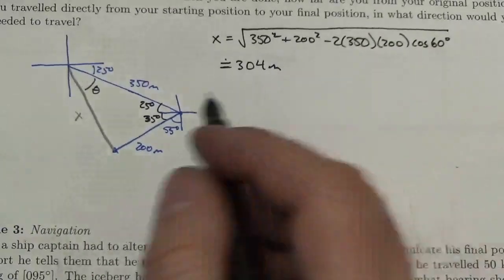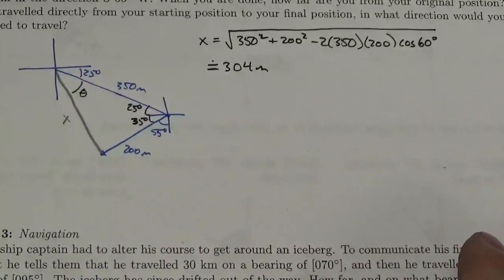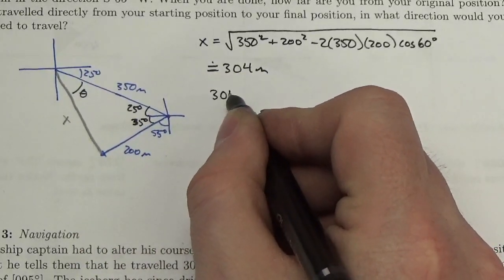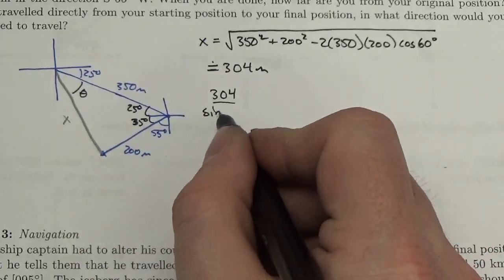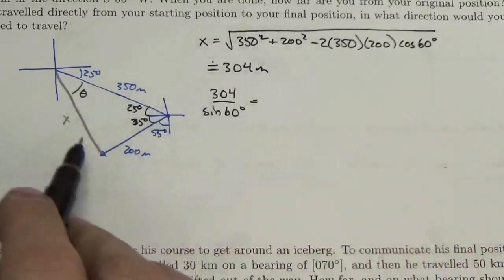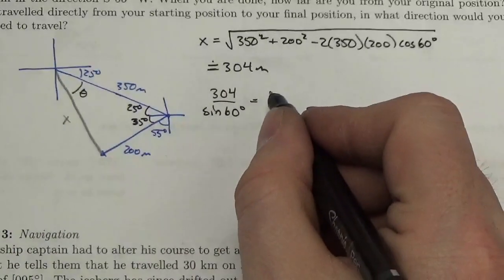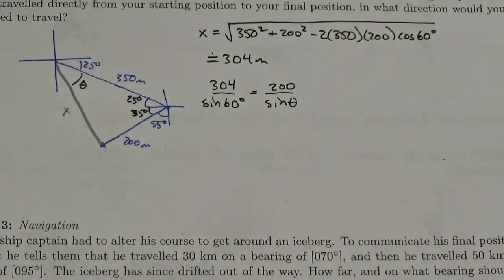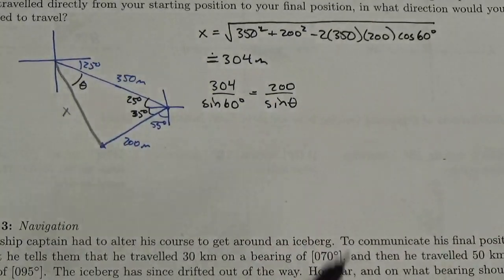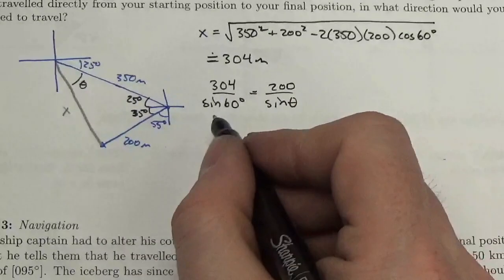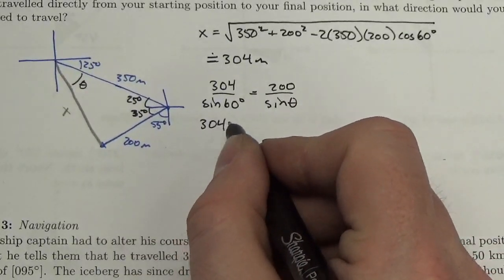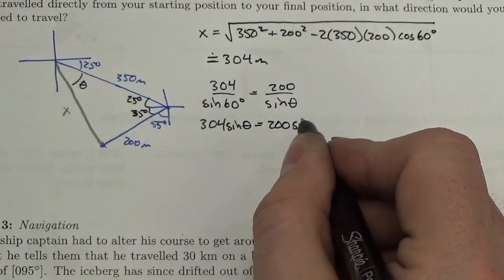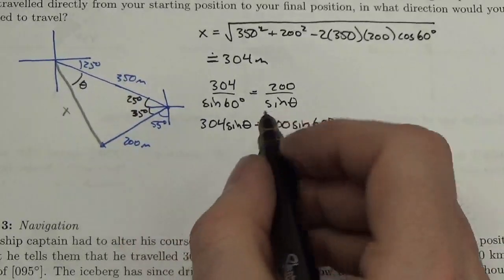Now, let's just practice both here. Let's use the sine law. So I've got 304 over the sine of 60 degrees is going to equal 200 over the sine of theta. Now I'm not going to use 304, I'm going to use the number that's on the calculator here. But let's cross multiply here, because that's how we handle stuff like that. And then I'm going to divide by the 304.